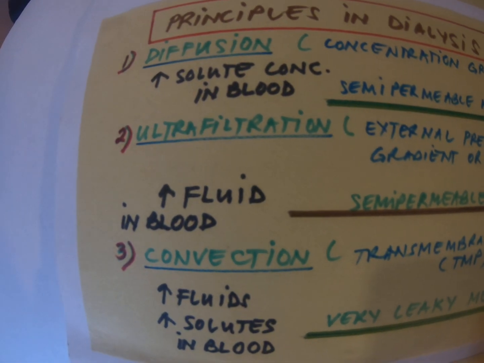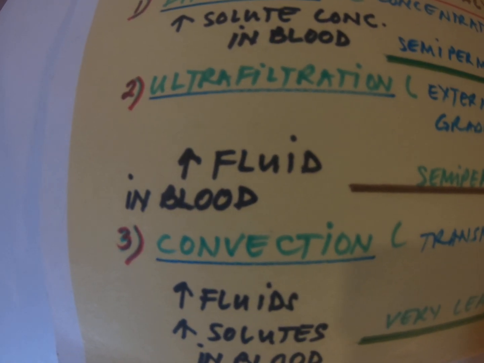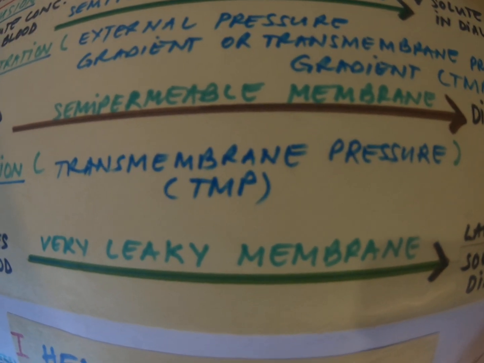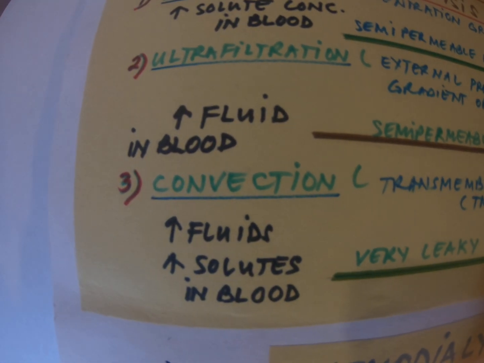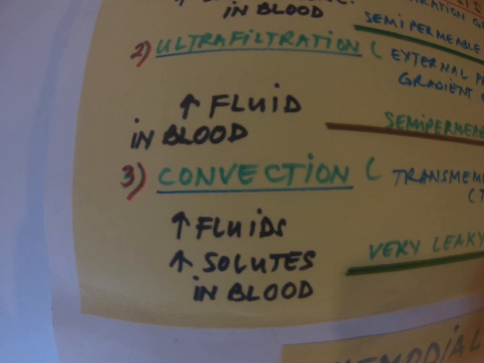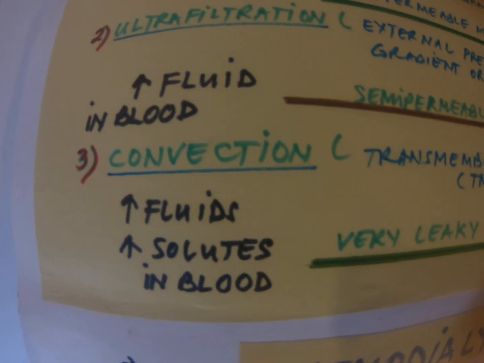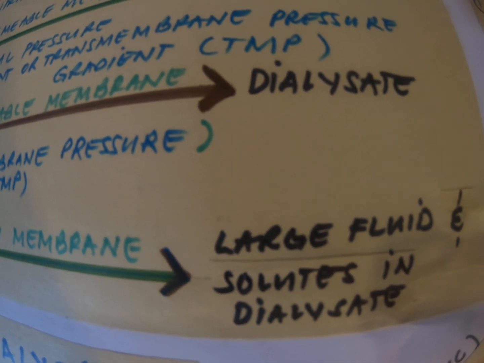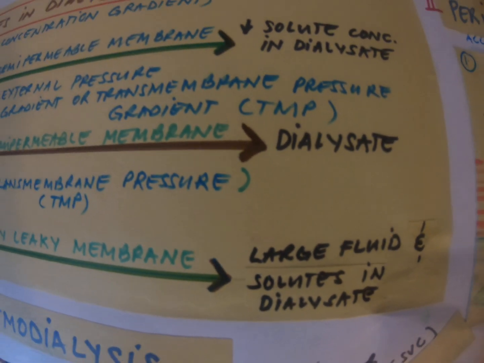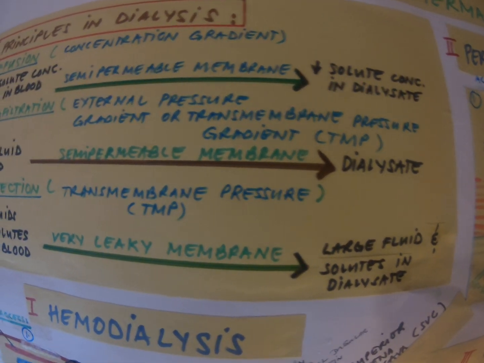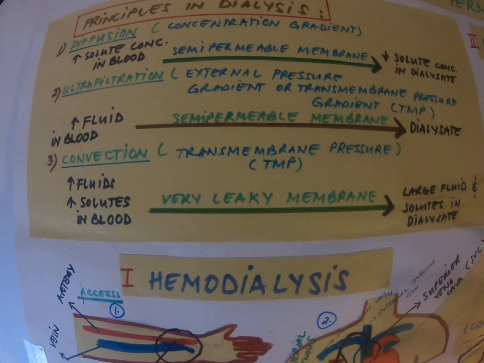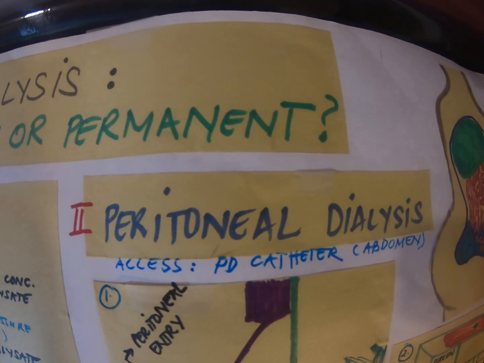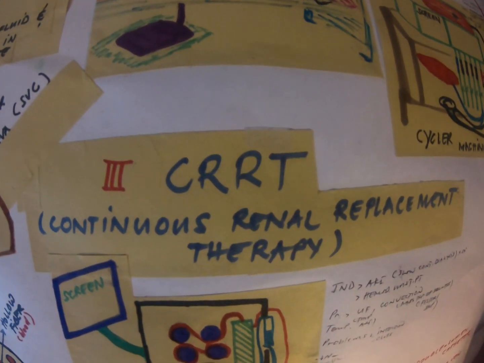Last principle, convection. In convection, it utilizes a very leaky membrane. In here, our aim is to remove a large amount of fluids and solutes in the blood. They pass this very leaky membrane down to the dialysate. Well, there are three kinds of dialysis that I'm gonna be talking about. First, we have the hemodialysis, peritoneal dialysis, and the CRRT.